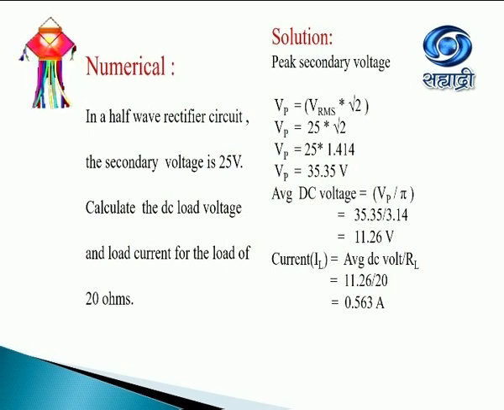Average DC voltage is Vp upon pi, that is 35.35 divided by 3.14, which comes out to be 11.26 volts. The load current IL is the average DC voltage upon the load resistance, that is 11.26 upon 20, which comes out to be 0.563 amperes.